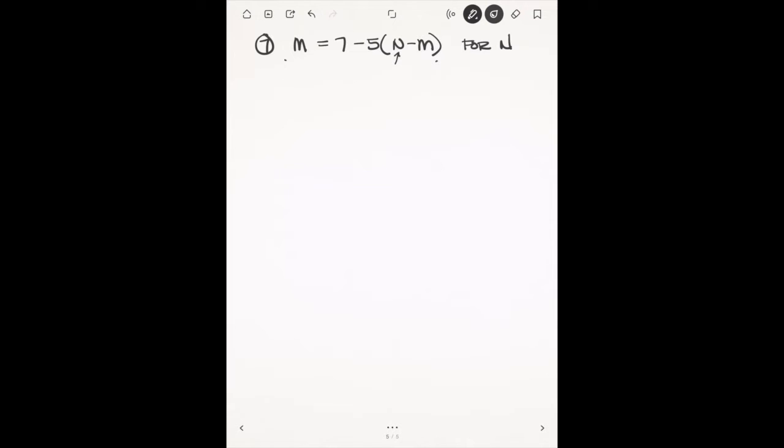All right, so on this side I can't do anything yet. I have 7. I'm going to distribute the negative 5. So I get negative 5n. And negative 5 times negative m is positive 5m.